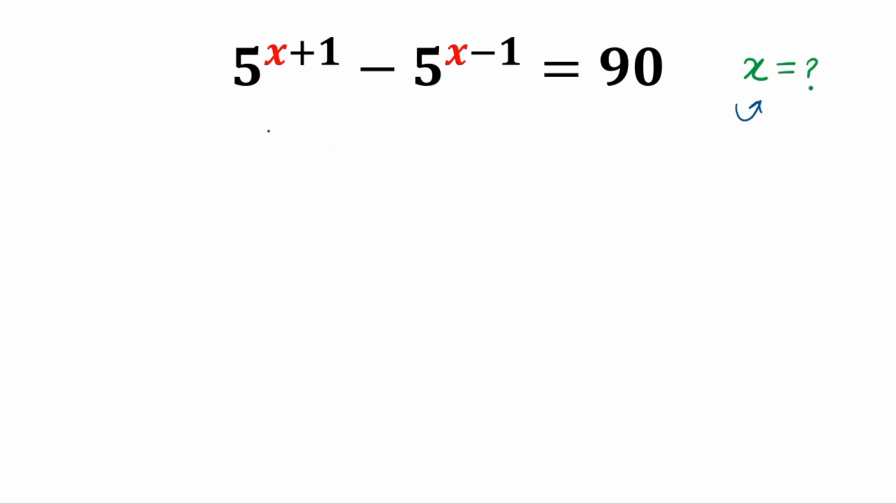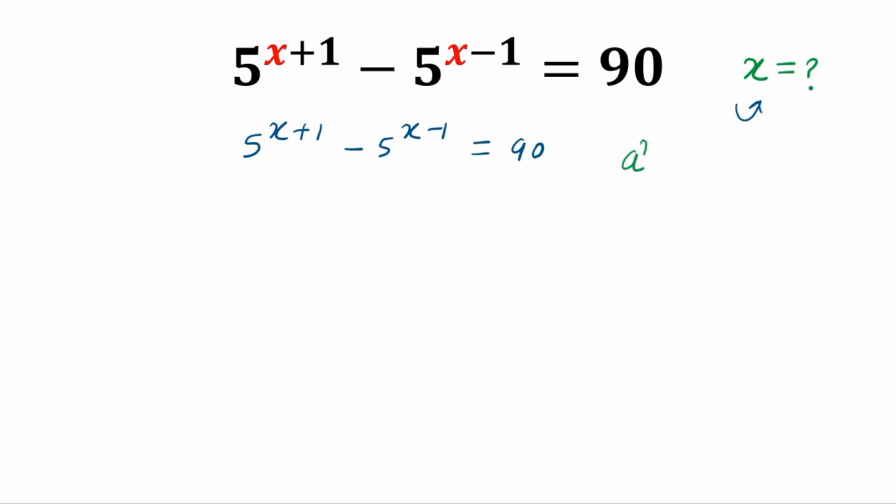Now let's start the solution of this question. Here 5 power x plus 1 minus 5 power x minus 1 is equal to 90. Look carefully at this term. Here we will apply the base and exponent rule.